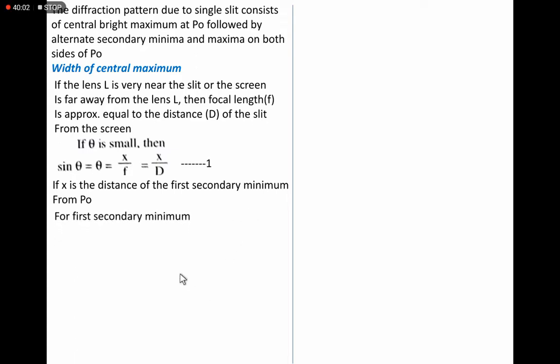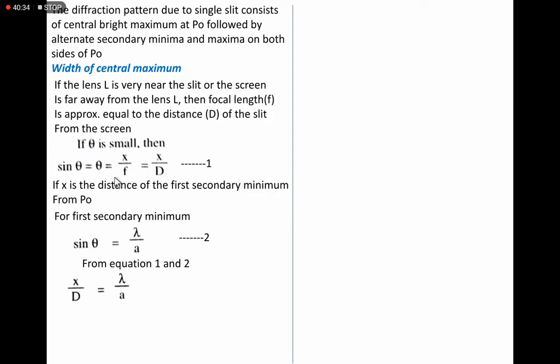Then for the first secondary minima, n is equal to 1, so sine theta is equal to lambda by a. This is equation 2. Now this equation and this equation are the same, therefore we'll write x by D is equal to lambda by a. This is sine theta.